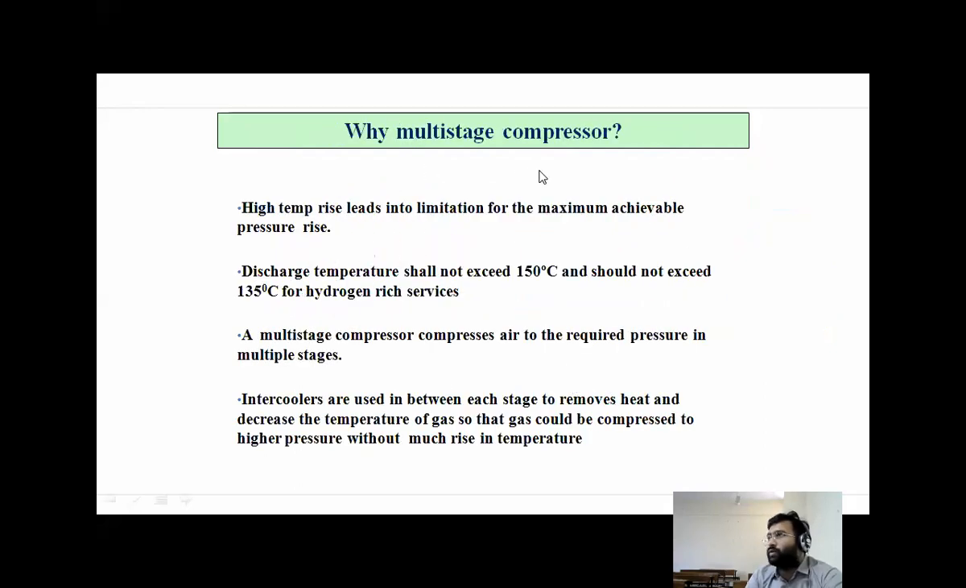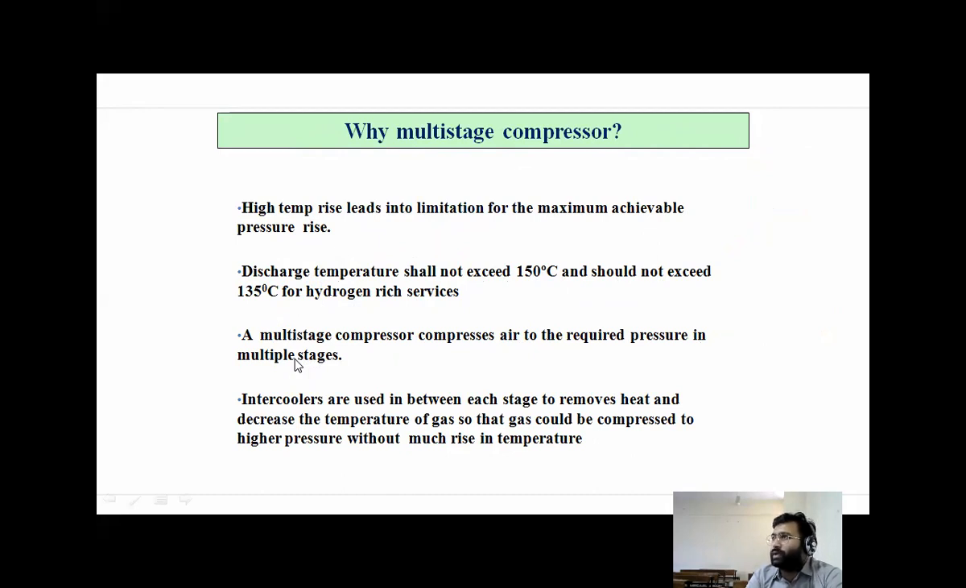So why multistage compressor? High temperature rise leads to limitation for maximum achievable pressure rise. Discharge temperature shall not exceed 150 degrees Celsius and should not exceed 135 for hydrogen rich services. So there is a limitation for the temperature also. A multi-stage compressor compresses air to the required pressure in multiple stages.